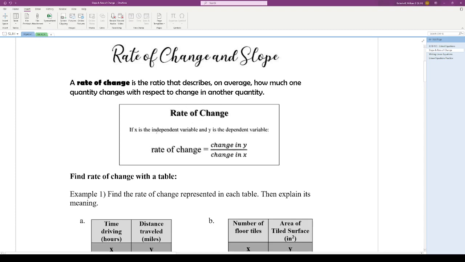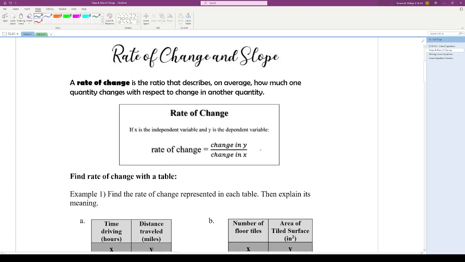So we think of rate of change if x is our independent variable, the one on the horizontal axis, and y is the dependent variable. However much y changes over however much x changes is our rate of change. As we change a unit in the x direction, how much did y change corresponding to that?